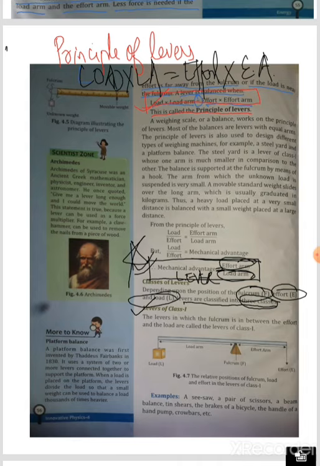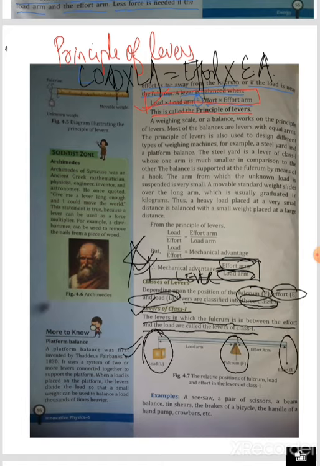Let us first understand levers of class 1. The levers in which the fulcrum is in between the effort and the load are called levers of class 1. You can see the figure here. Fulcrum is here, effort is here and load is here. So what is between the load and effort? The fulcrum. Such levers, where the fulcrum lies between the load and effort, are called levers of class 1.